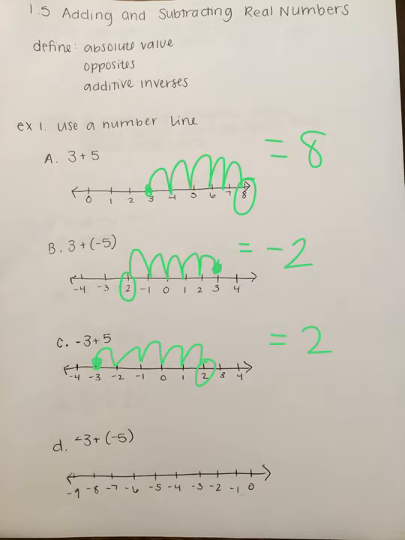Alright, last one, negative 3 plus negative 5. So I start at negative 3, but then I add negative 5, so I need to move to the left because I'm adding a negative number. So 1, 2, 3, 4, 5. That puts me at negative 8.